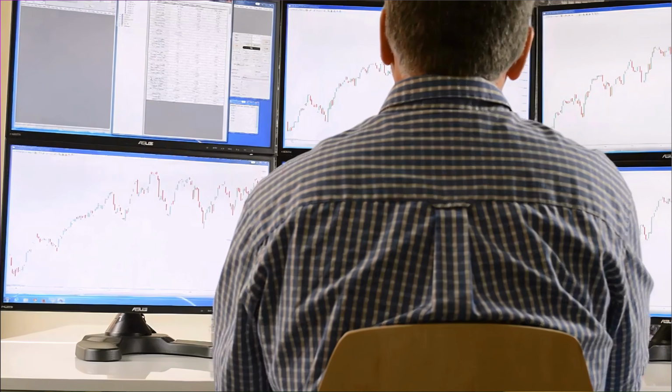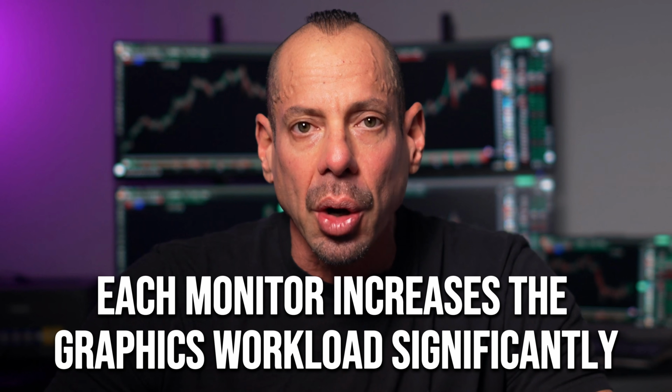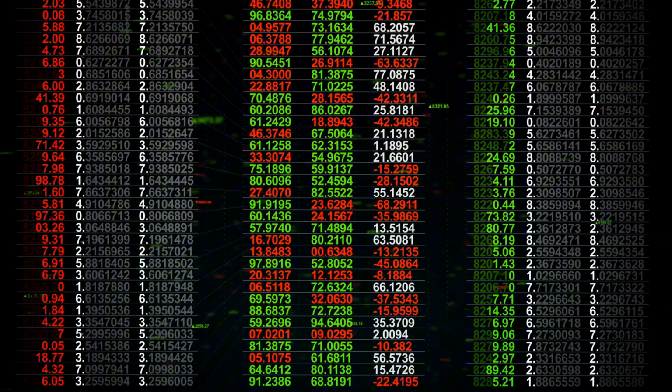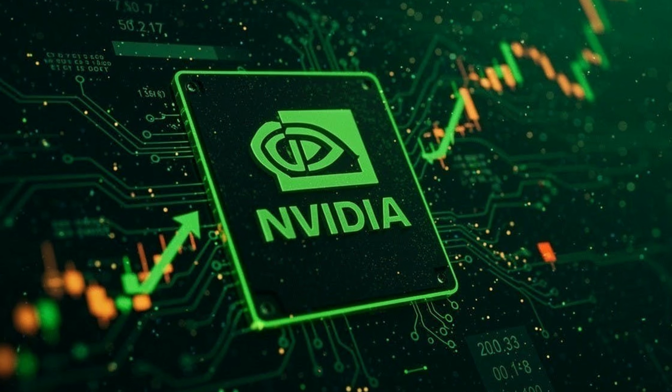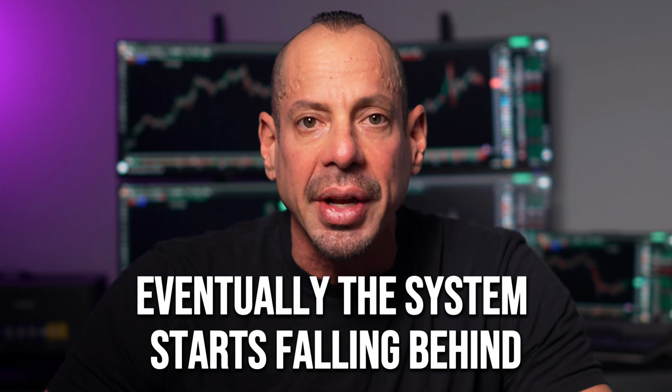4, 6, sometimes 8 screens are very common setups. Each monitor increases the graphics workload significantly. Now the computer is constantly redrawing multiple charts across your NVIDIA GPU or your AMD graphics setup. Eventually, the system starts falling behind.